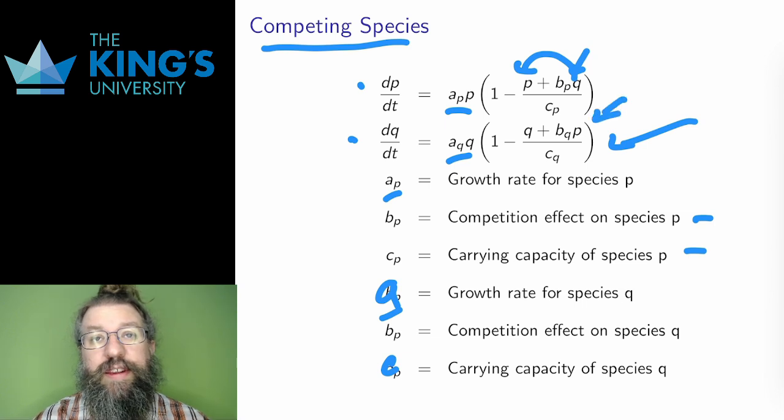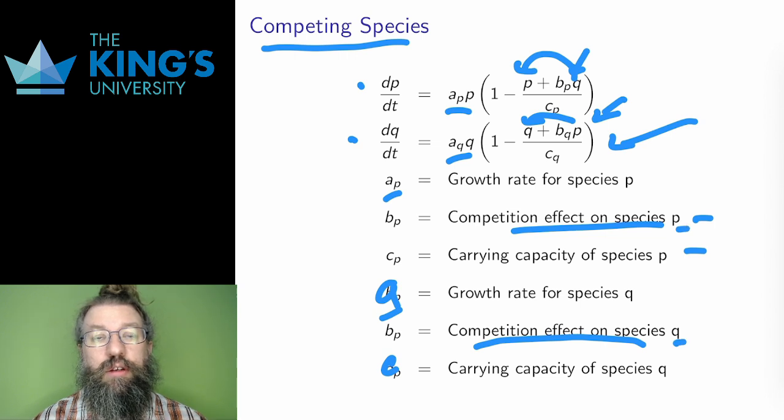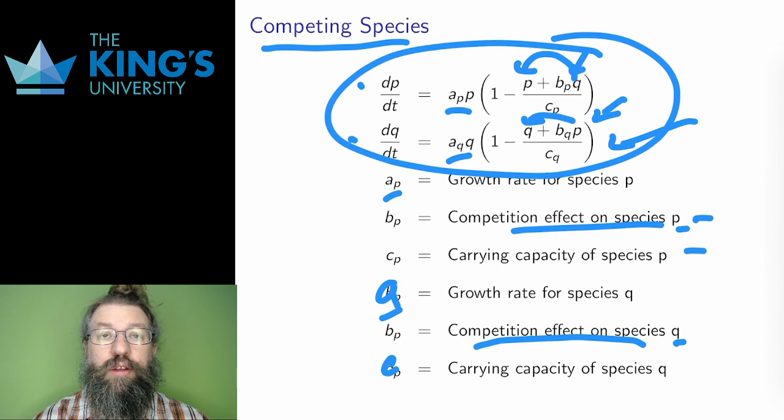The key idea is that the systems are coupled together. They affect each other. P shows up in the equation for dQ/dt and vice versa. This is again a nonlinear system because if you distribute the P and Q in front of the brackets, you'll get P times P and P times Q. You'll get multiplication of functions, so a nonlinear system for competing species.